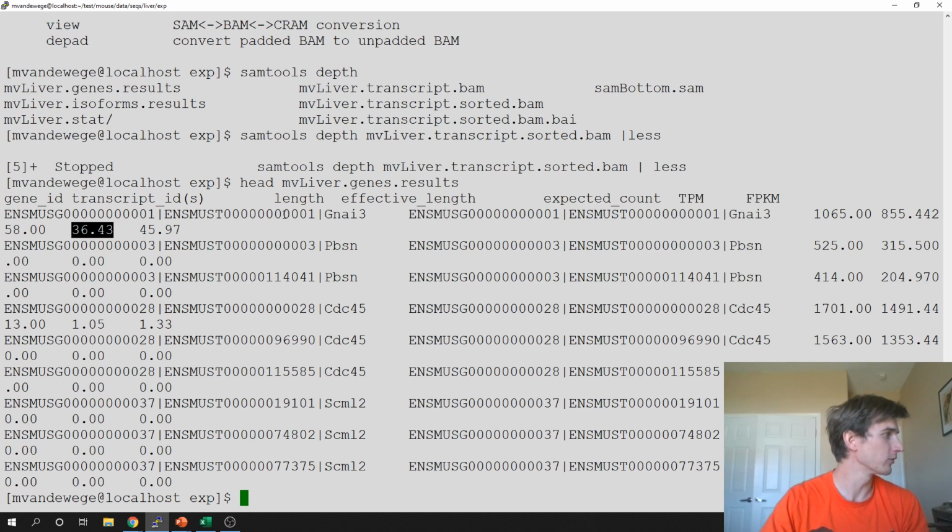So this raw number, this expected count, is the fifth column in our RSEM output file. So that's 1, 2, 3, 4, 5. This 58 number tells us that about 58 reads mapped to our GNA3 gene. That is our raw count.